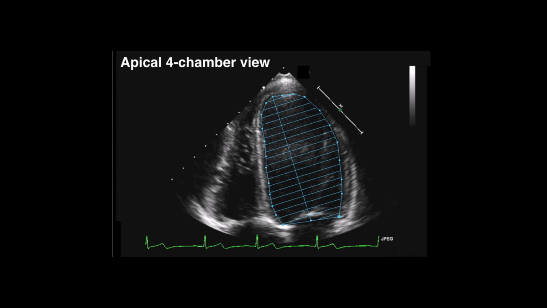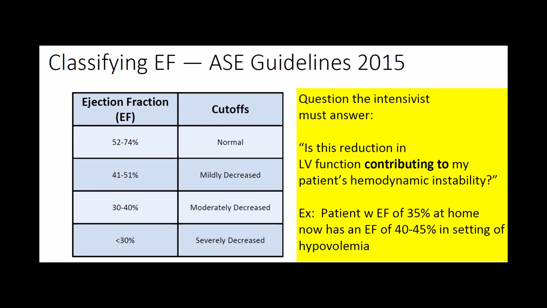And to classify ejection fraction by the American Society of Echo guidelines: normal, mildly impaired, moderate, or severely impaired. So normal is more than 52% up to 74%, mildly impaired 41 to 51, but we say 40 to 50 is mildly impaired, 30 to 40 is moderately impaired, and less than 30 is severely impaired. So a rough method of estimation is more than 52% is normal, 40 to 50 is mildly impaired, 30 to 40 is moderately impaired, and less than 30% is severely impaired.